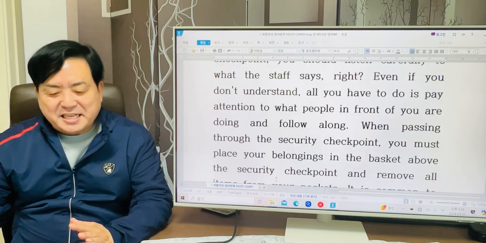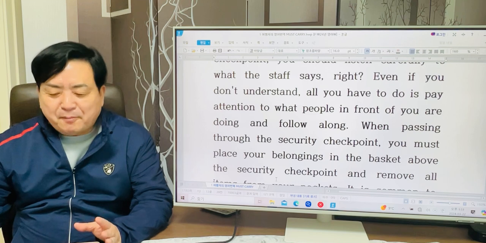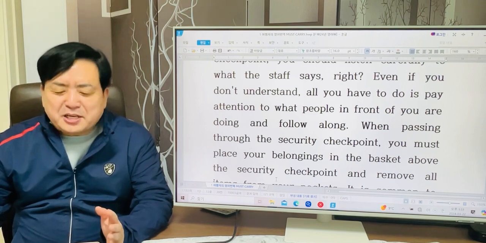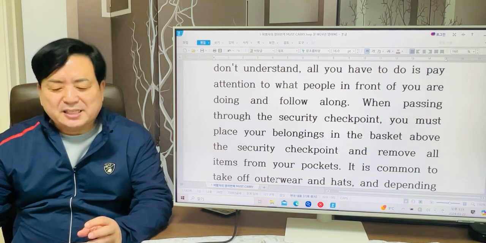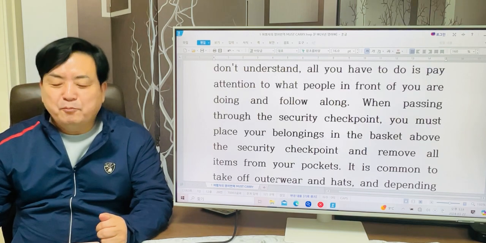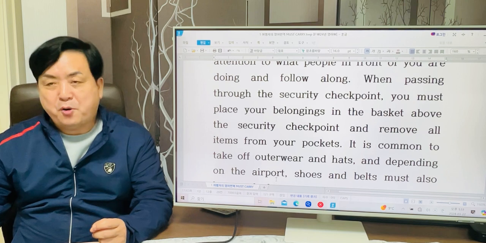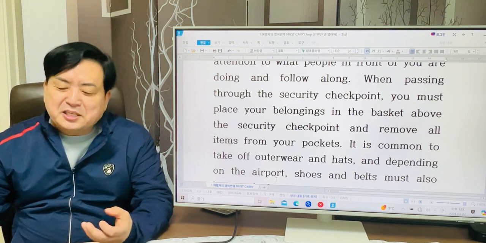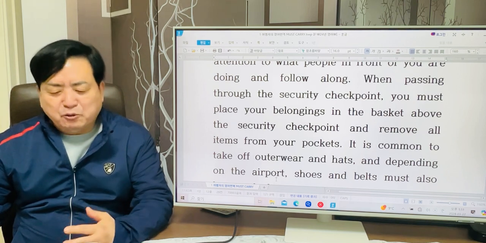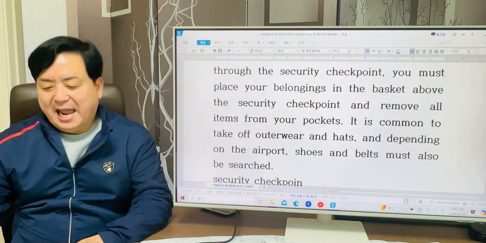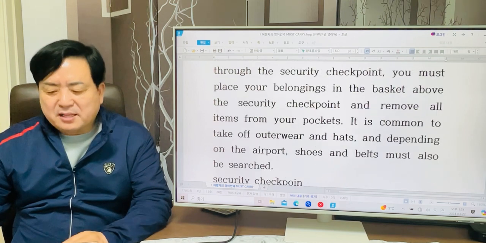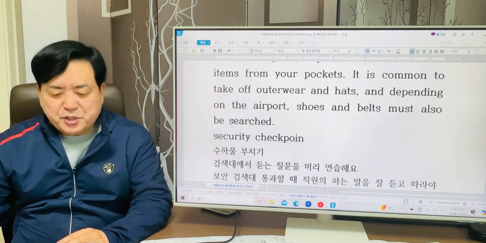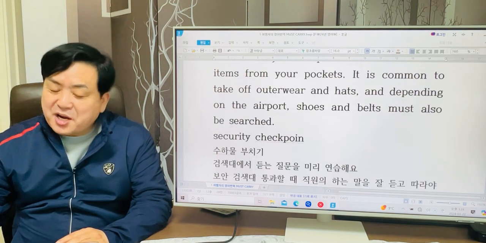When passing through the security checkpoint, you must place your belongings in the basket above the security checkpoint and remove all items from your pockets. It is common to take off the outerwear and the hat, and depending on the airport, shoes and belt must also be searched. Security checkpoint.